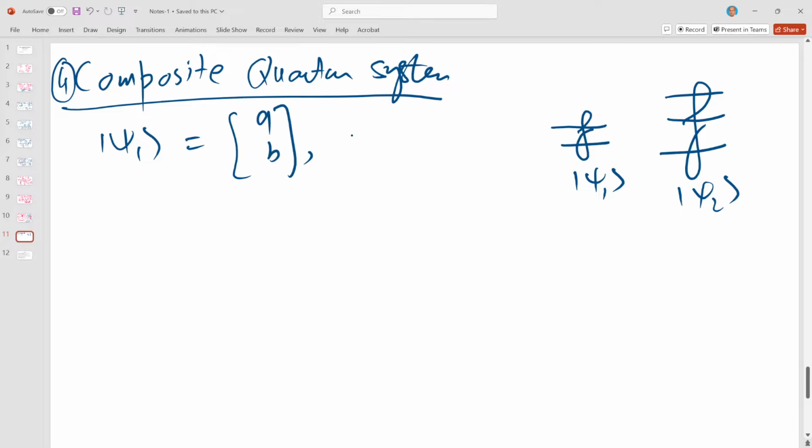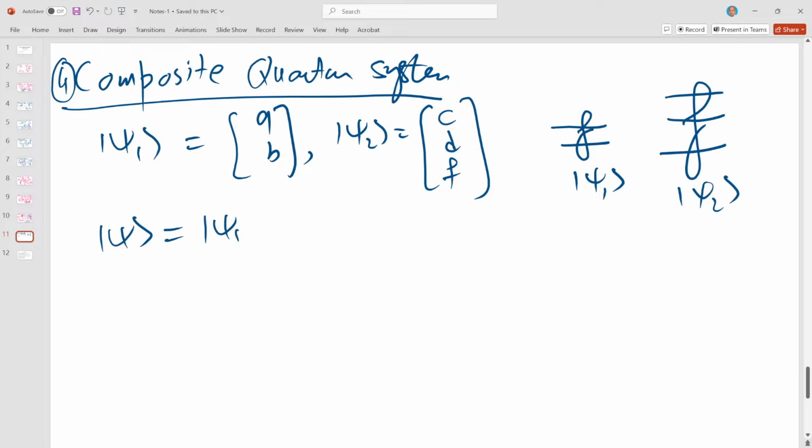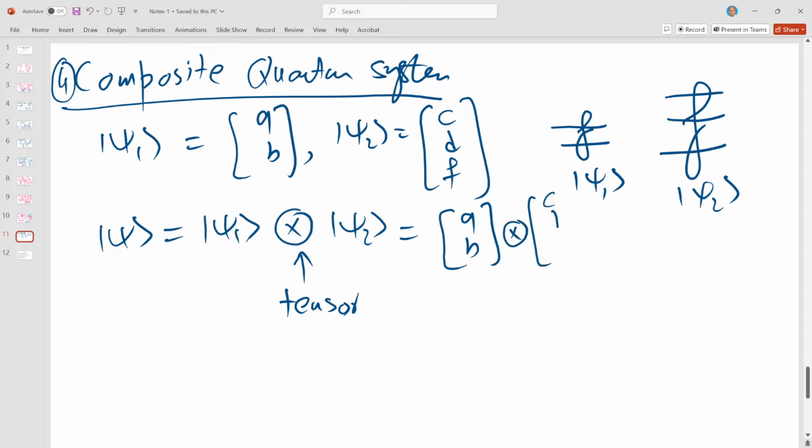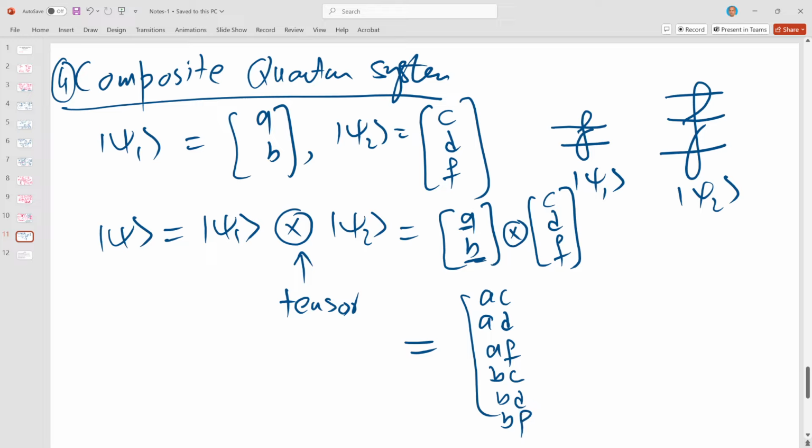So suppose this is AB, and let me not use ABC, let's use different symbols. So C, D, F. Okay, so the fourth postulate is that we combine the system using tensor product. So psi1 tensor psi2, this is read as tensor and we call this tensor product. Let me just explain what this tensor product is. It's actually very simple, even though a little bit counterintuitive. So what we do, we take the first element of this matrix and multiply it with each of the elements of the second matrix, and then we take the second and we multiply it with each of the elements of the next matrix.